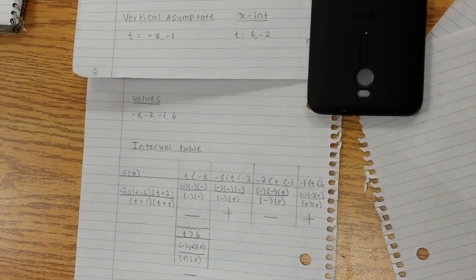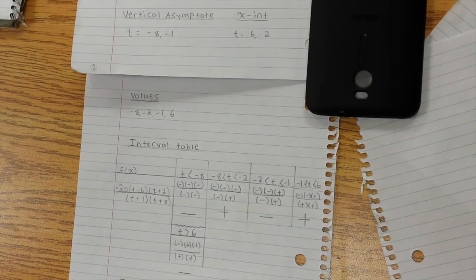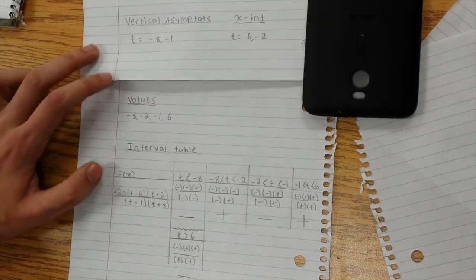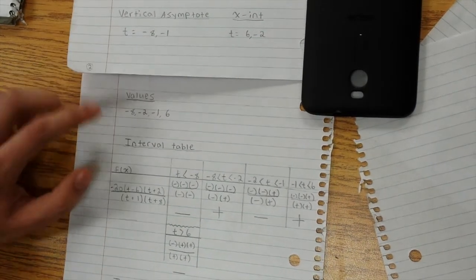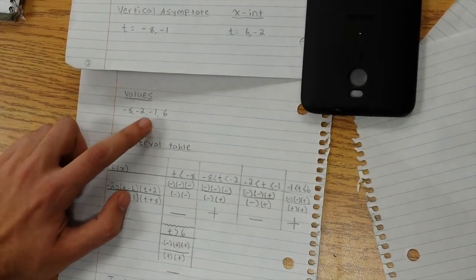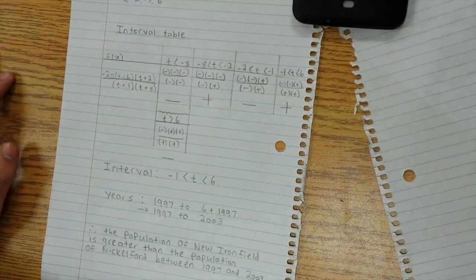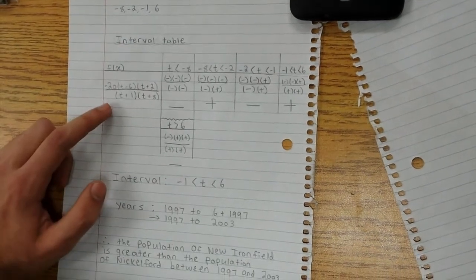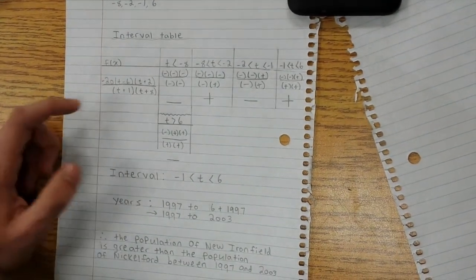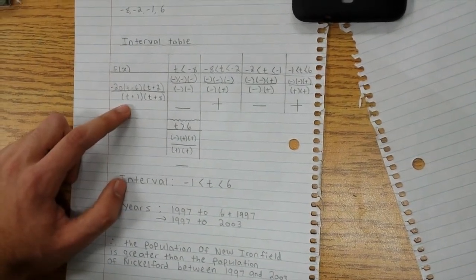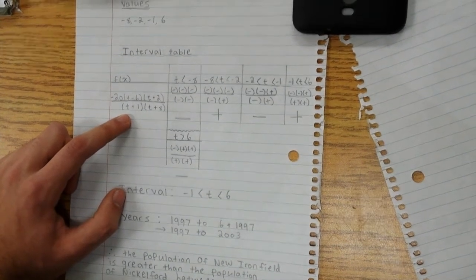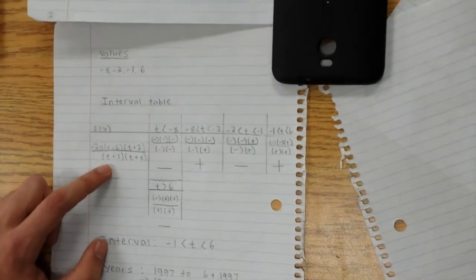Once you have these two pieces of information, it's good to sort them from lowest to highest. So minus 8, minus 2, minus 1, and 6. So now off to the harder part, the interval table. The first column should be the simplified function, which is minus t times (t minus 6) times (t plus 2) over (t plus 1) times (t plus 8).